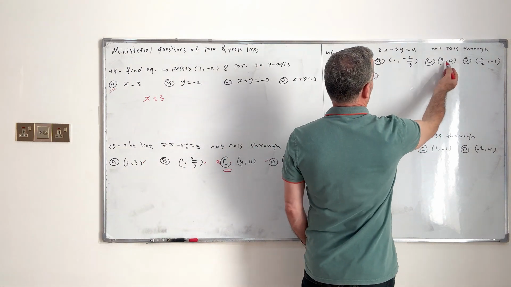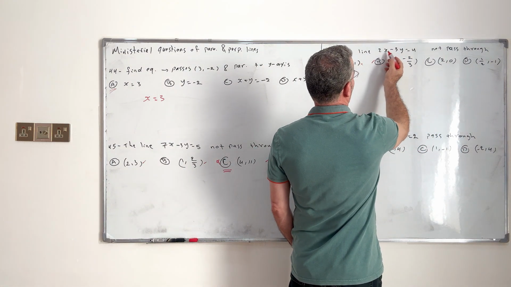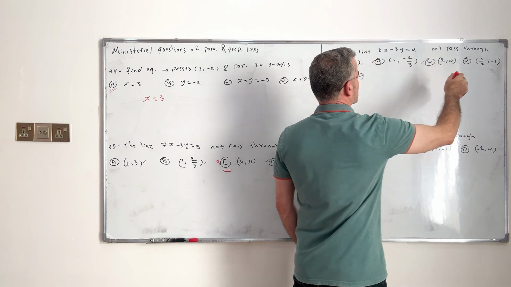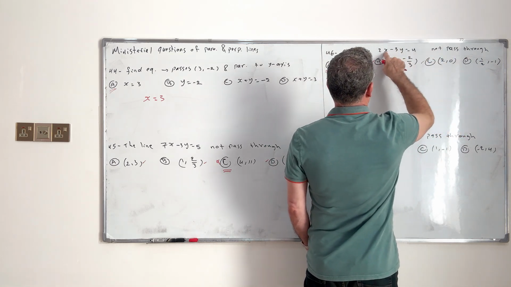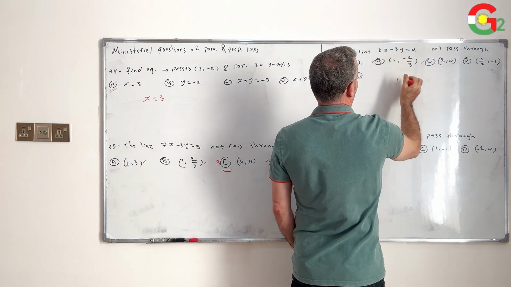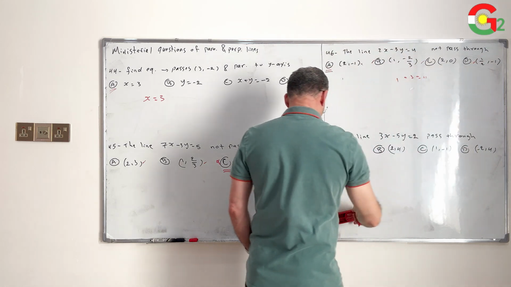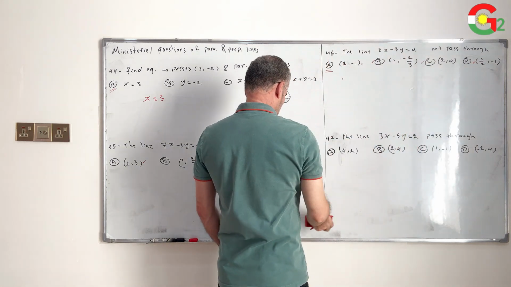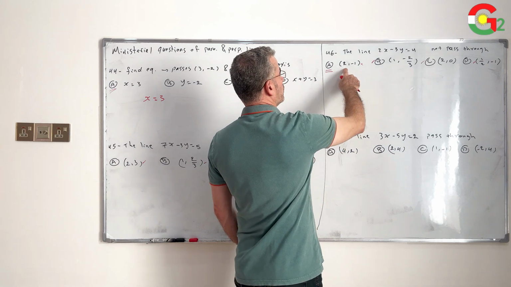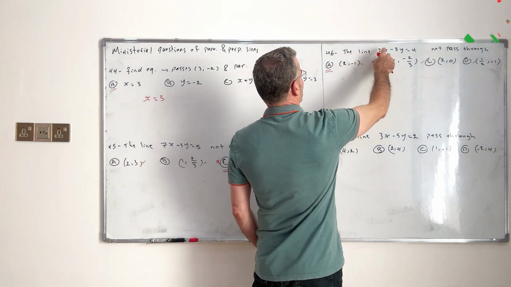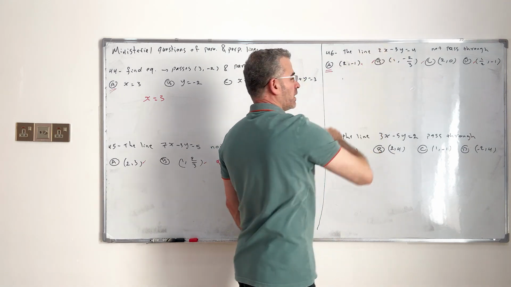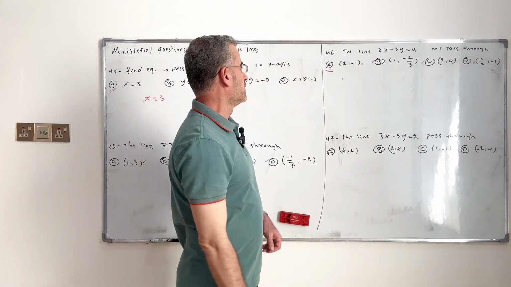Let me check this one. 2 times 2, 4, also passes. This one, it is 1 plus 3, it is 4, also passes. Then the only point that does not pass through this line is 2, -1. The right choice is A.